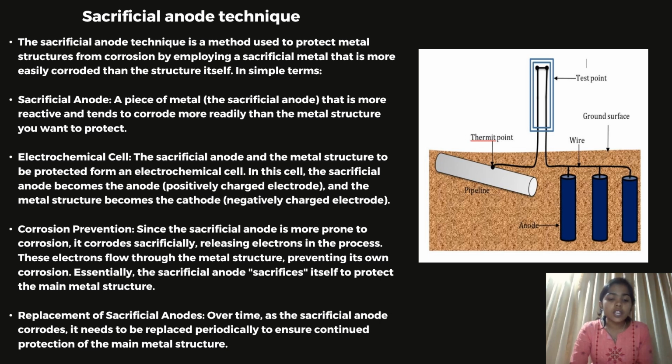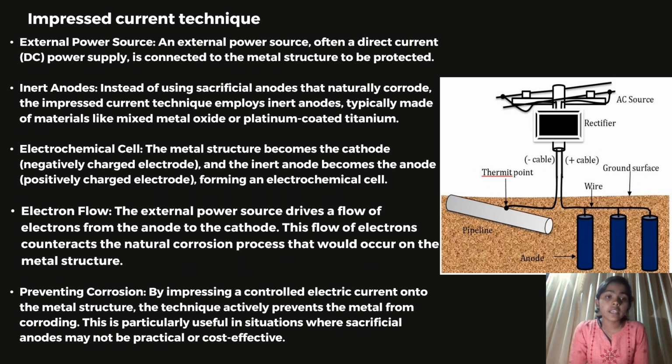Replacement of sacrificial anodes. Over time, as the sacrificial anode corrodes, it needs to be replaced periodically to ensure continued protection of the main metal structure. Impressed current technique. External power source. An external power source, often a direct current power supply, is connected to the metal structure to be protected.